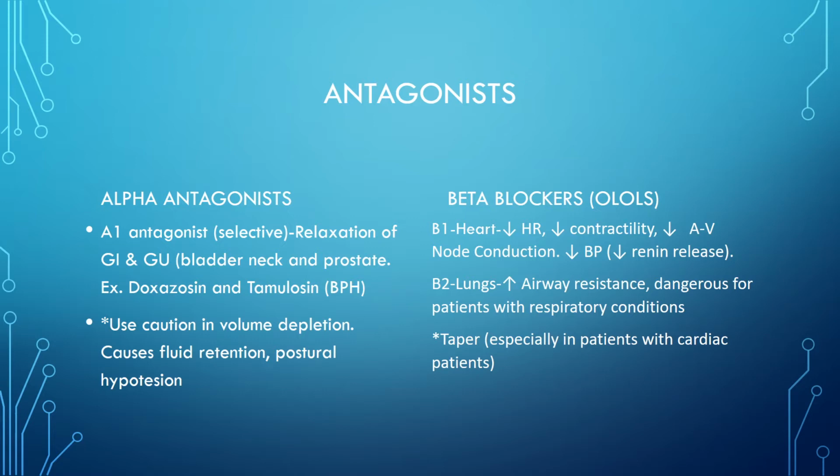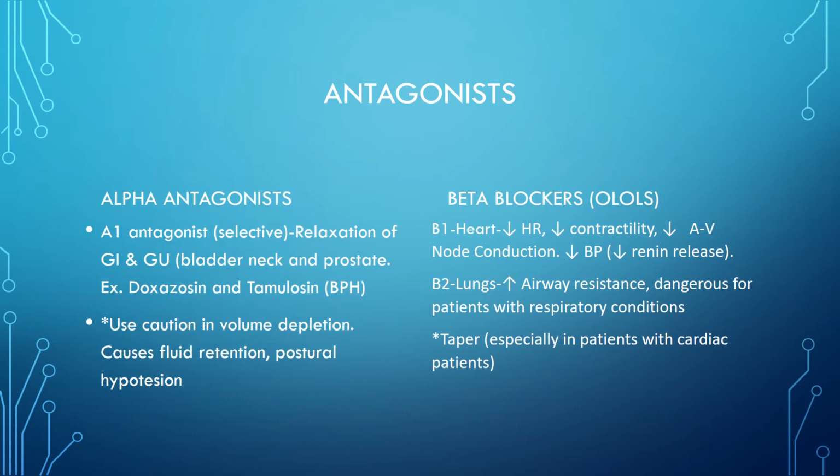All right, looking at beta blockers, or the -olols. Keep in mind, these are medications that will typically act on both the beta 1s and the beta 2s, although we've divided them out. So examples of the -olols are metoprolol, atenolol, propranolol. Those are a few that come to mind. So with beta 1s, the heart, you're going to see a decrease in heart rate, decrease in contractility, and decrease in AV node conduction. You'll also see a decrease in blood pressure due to the fact that we are reducing the release of renin.